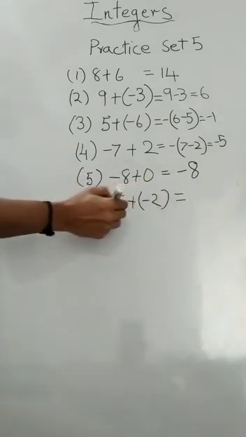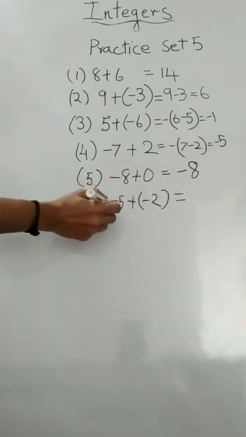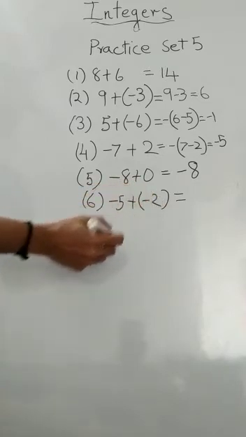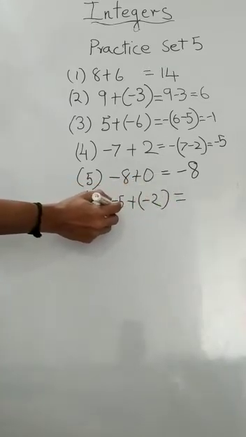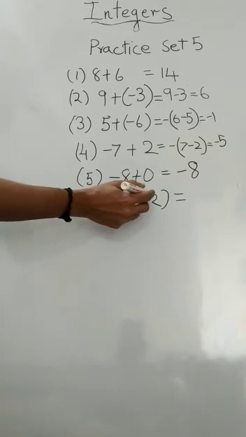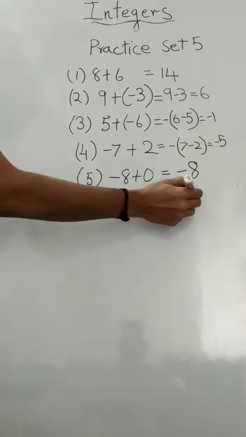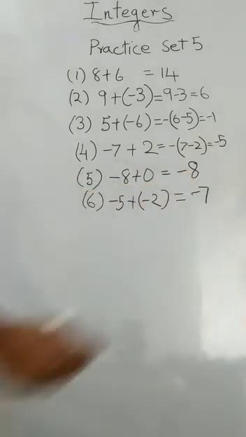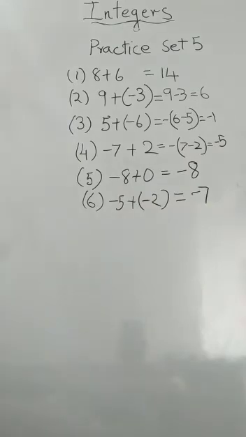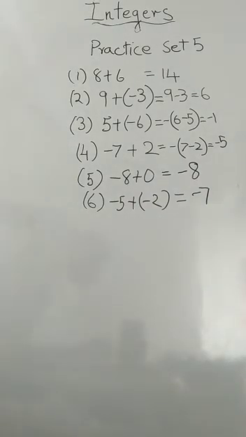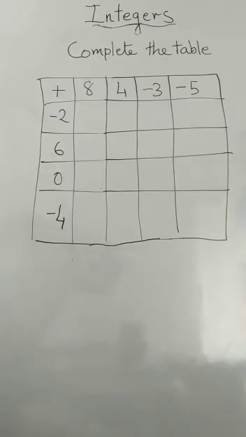Next one, two negative numbers. What is it? Minus 5 and minus 2. If you are adding them, you just have to add 5 and 2. What is it? 7. And you will put a negative sign. Okay, minus 7. So that is how you do addition. Here you are doing all the cases of addition.